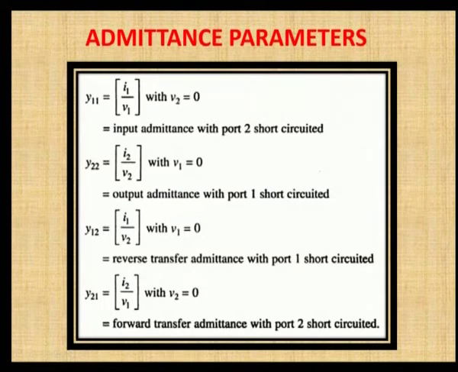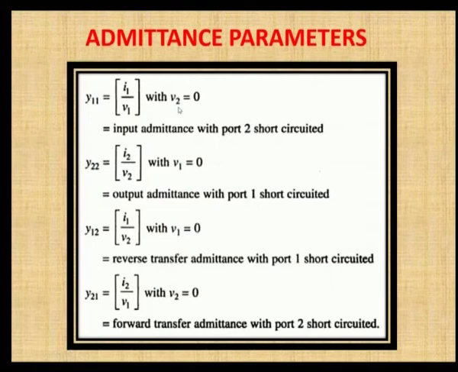So, from the two equations we have considered for I1 and I2, you are getting all these parameters with one variable as 0. So, here if you want to calculate y11, you make V2 as 0. If V2 is 0, in the sense the output port is short circuited. You all know that whenever there is an open circuit, the voltage is maximum, and if it is short circuit, the voltage is 0. Similarly, for the current, whenever there is a short circuit, the current is maximum, and if there is an open circuit, then the current is 0.